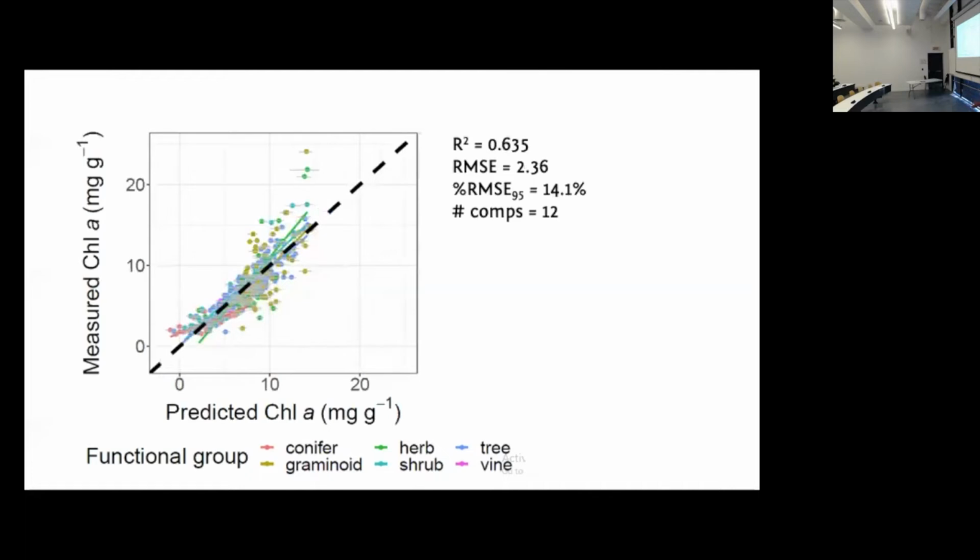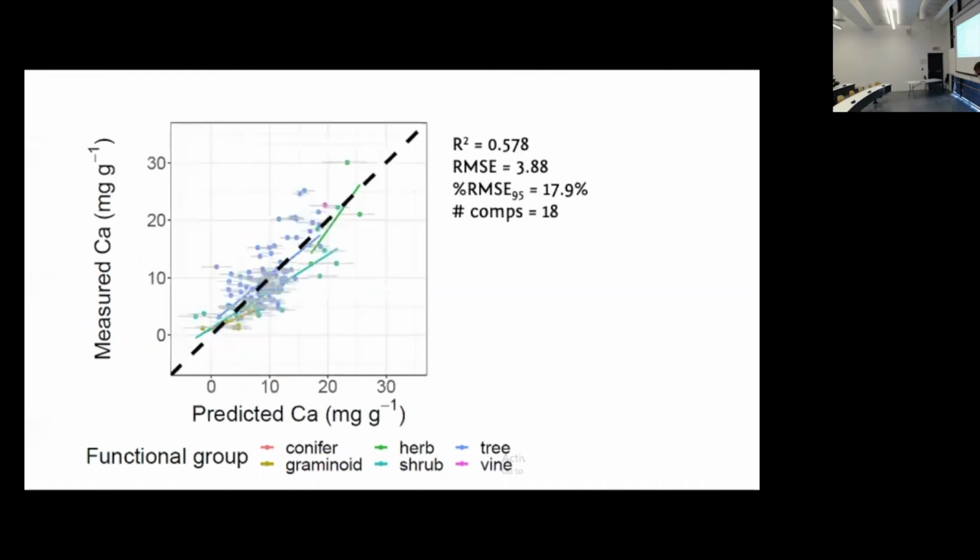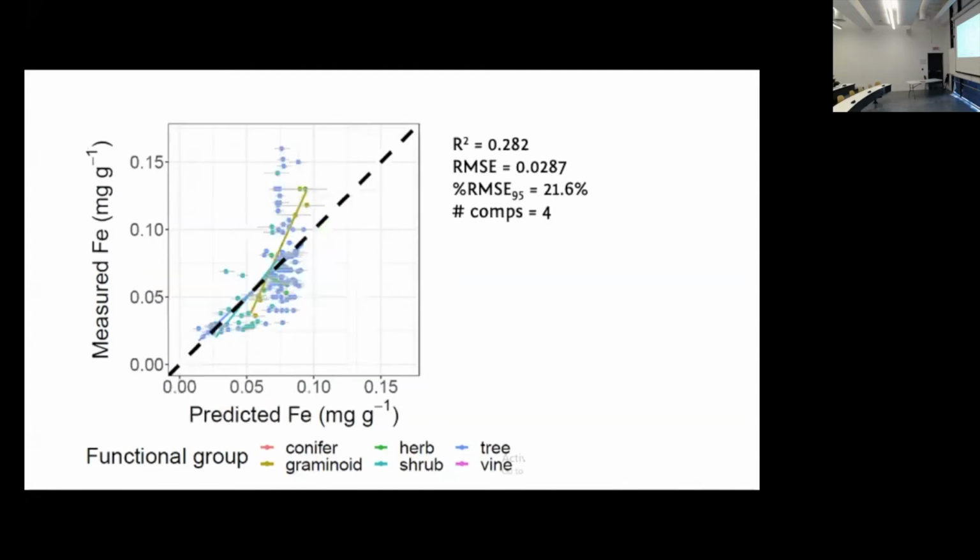Chlorophyll A, likewise. And then we can go to some of the macro and micronutrients that we measure using ICP mass spectrometry, and then finally you get to something like iron, where in this case our predictions are, to be honest, pretty bad. But it's also pretty much what we expected, because there's not a lot of iron in these leaves, and it doesn't really absorb strongly.